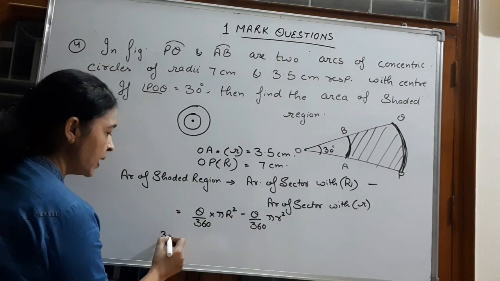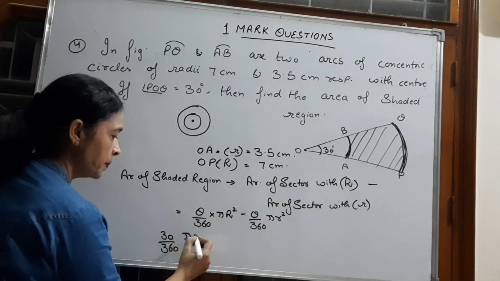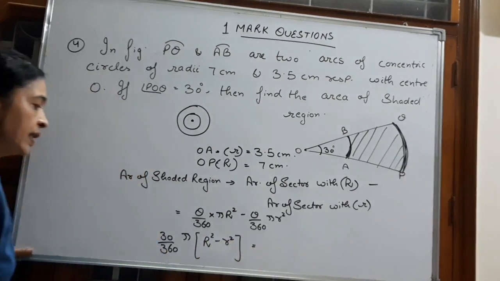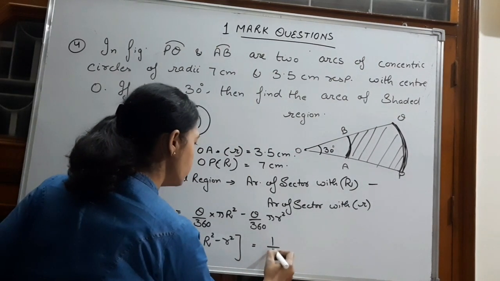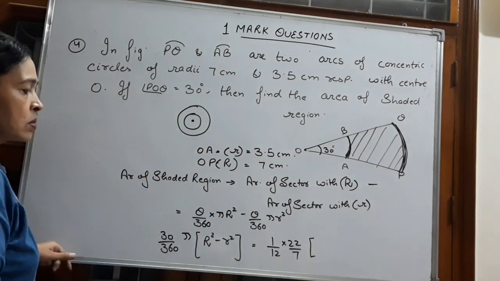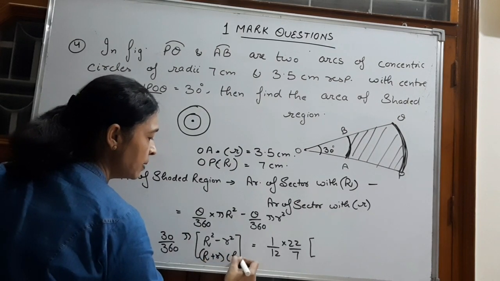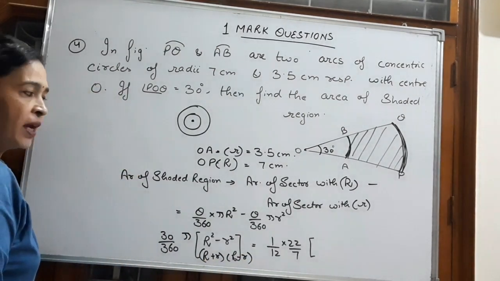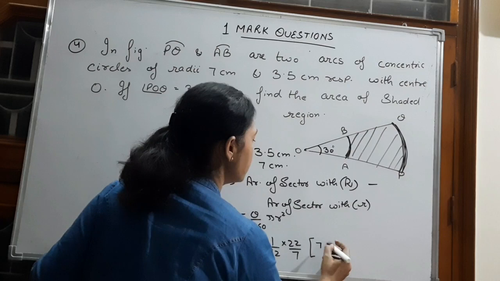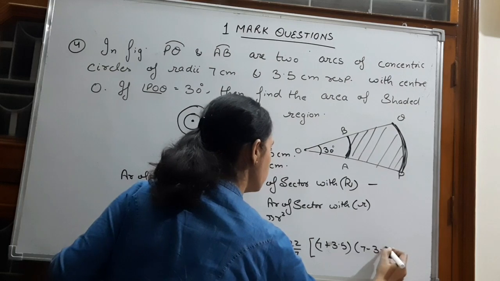What is theta? 30 by 360. We are taking it common. Pi is also common. R square minus r square. 30 by 360 is 1 by 12, into 22 by 7, into R square minus r square, which can be written as R plus r and R minus r. A square minus b square is a plus b, a minus b, that is 7 plus 3.5 and 7 minus 3.5.